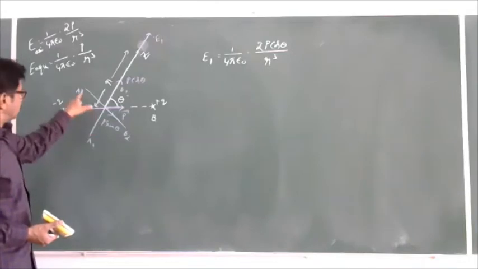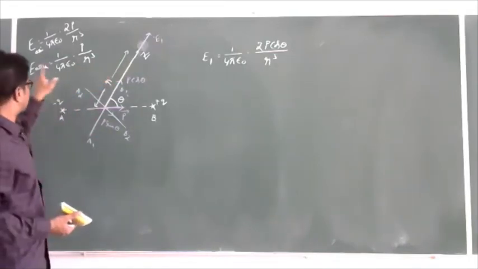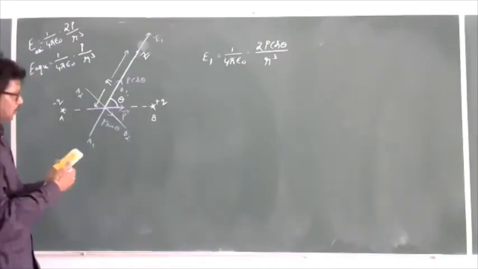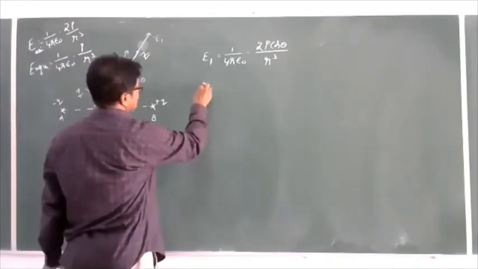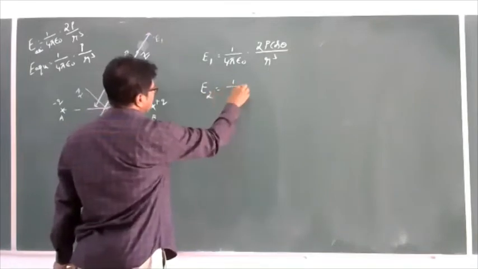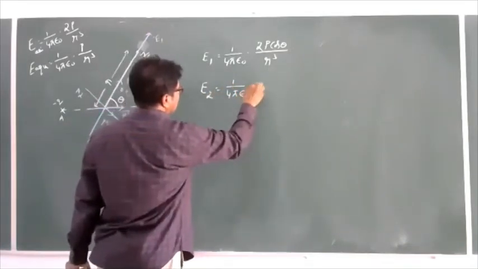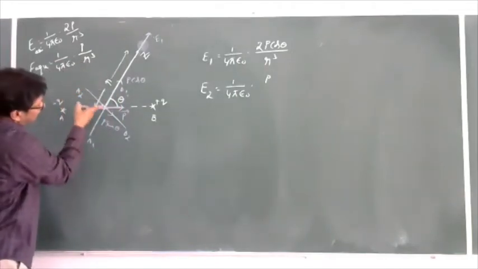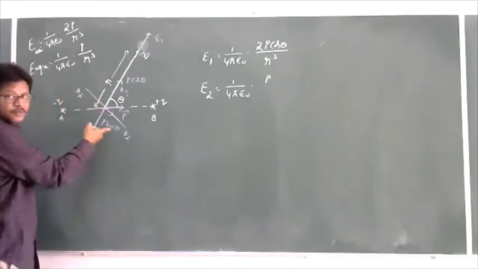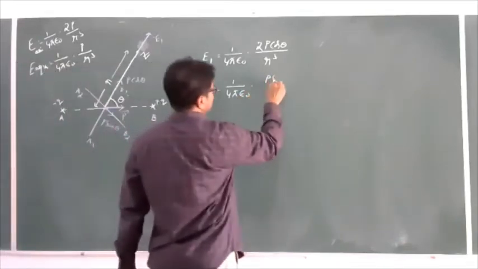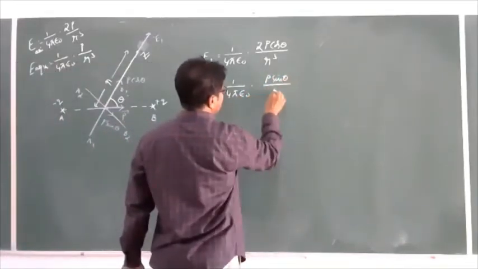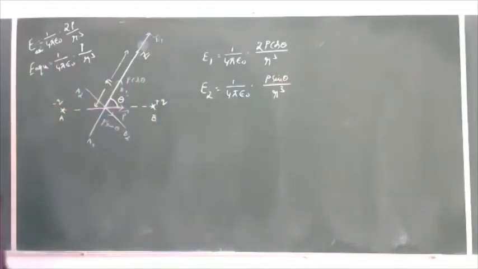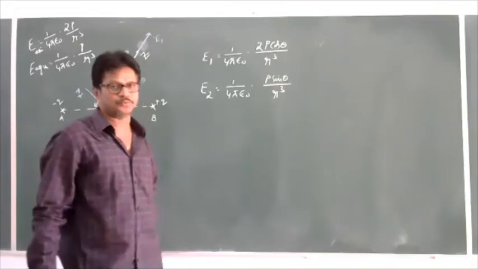Then definitely, what is the formula to find out the electric intensity at any point on the equatorial line? E equatorial, I am calling it E2, is equal to 1 by 4 pi epsilon naught, P by r cube is the formula. Instead of P, what do we have? P sin theta we have. So P sin theta divided by r cube.